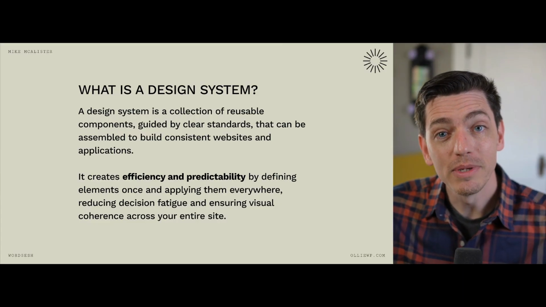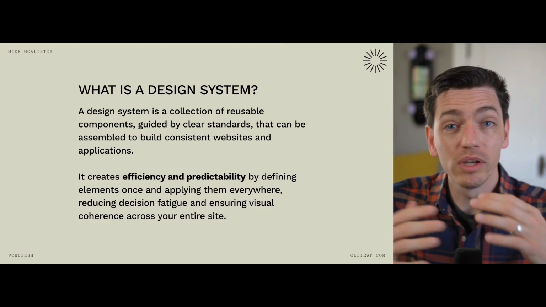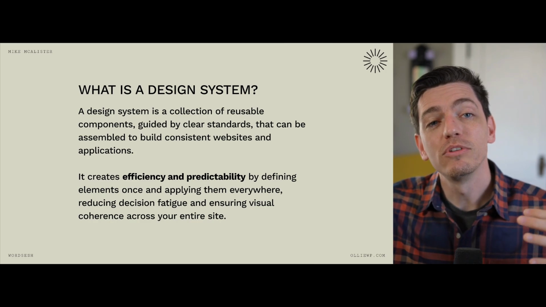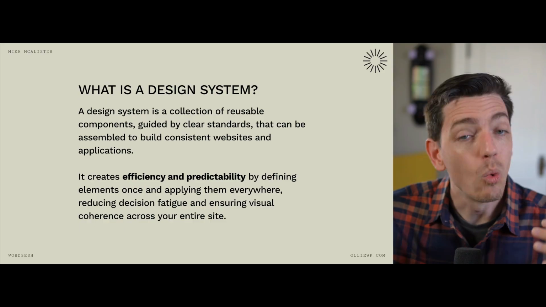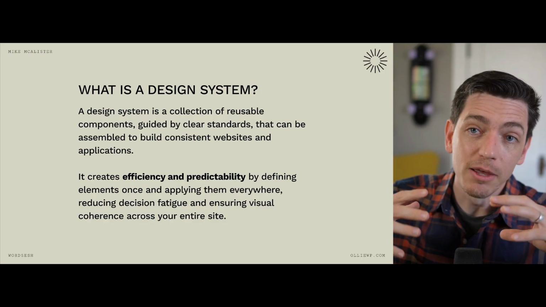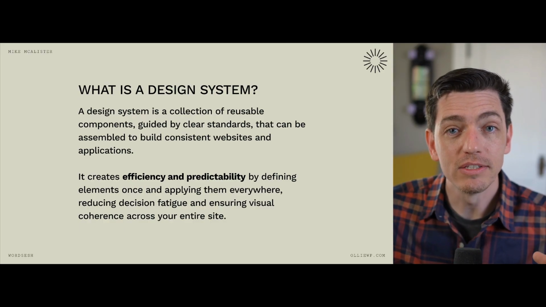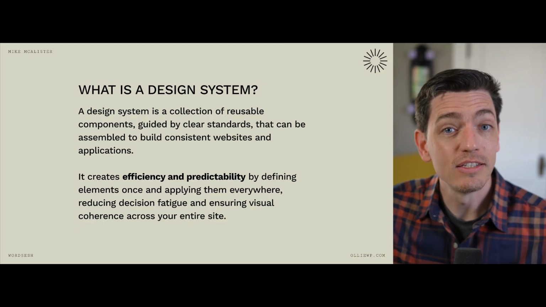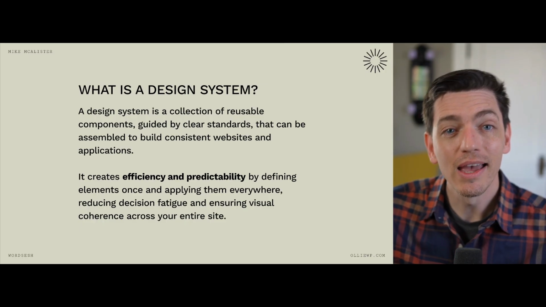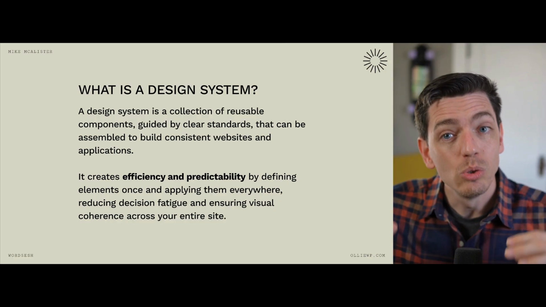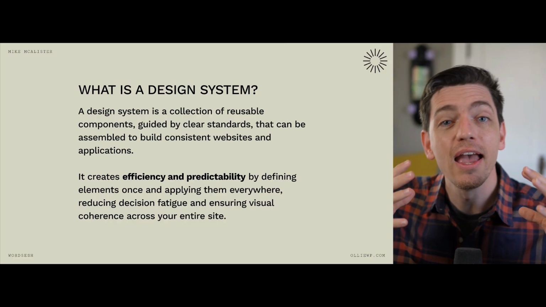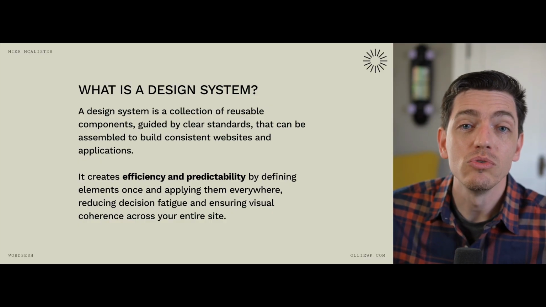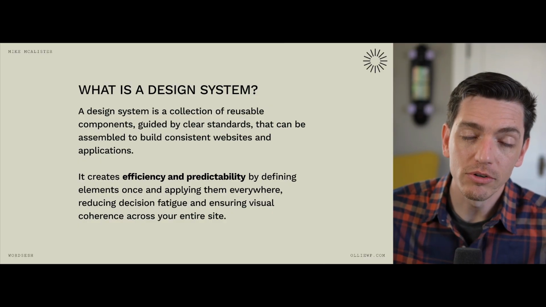A design system is essentially a collection of reusable components guided by clear standards that can be assembled to build any number of applications or websites. It's like having a complete toolkit where all of your design pieces just work together perfectly. And the beauty of a design system is that it creates consistency and efficiency. You define something once and it applies everywhere. And then you don't even have to think about it when you're designing another page. You just follow the presets and patterns.